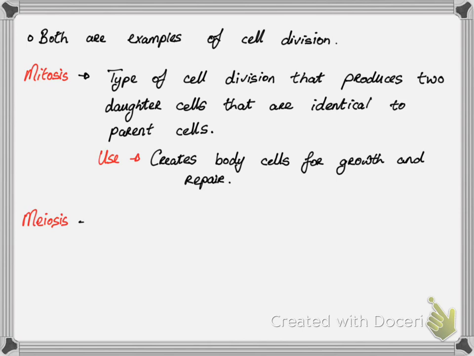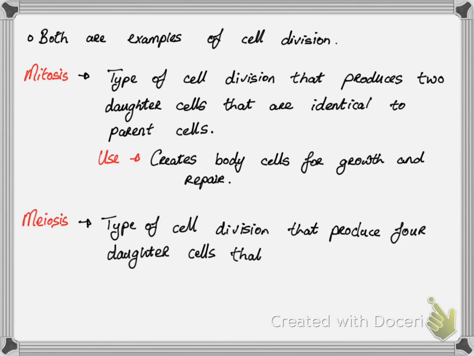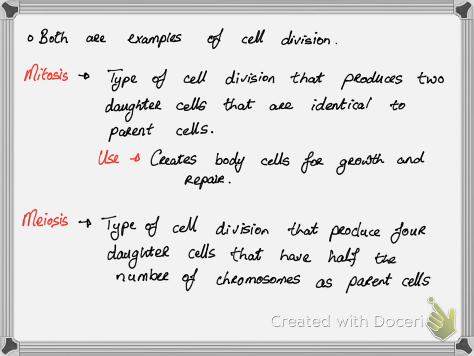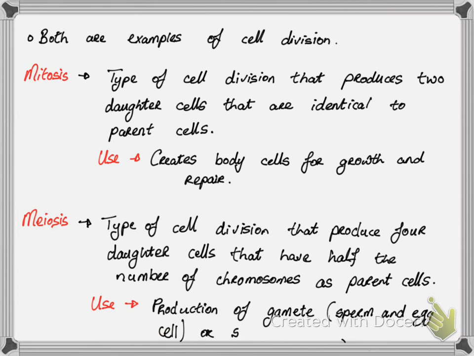Whereas meiosis is a type of cell division that produces 4 daughter cells that have half the number of chromosomes as the parent cells. The use of this is the production of gametes, or sex cells as they could be called, examples of which are sperm and egg cells in humans and spores in plants.